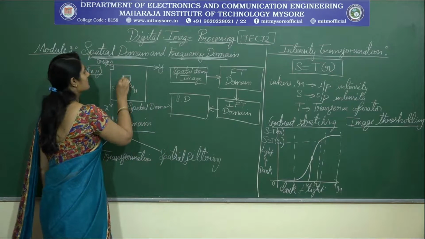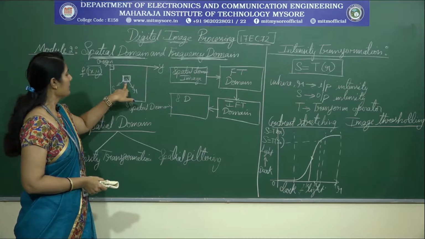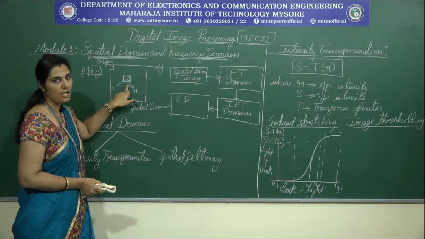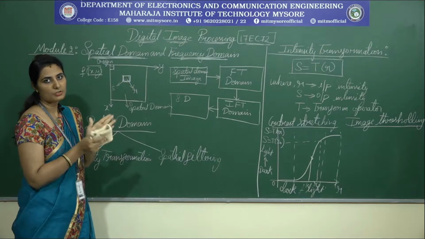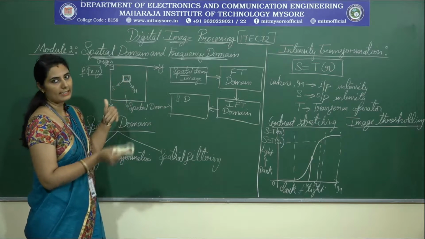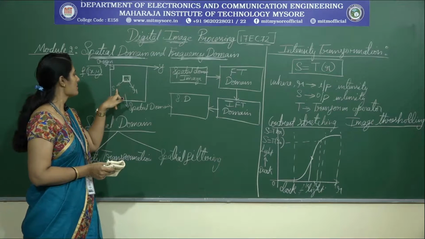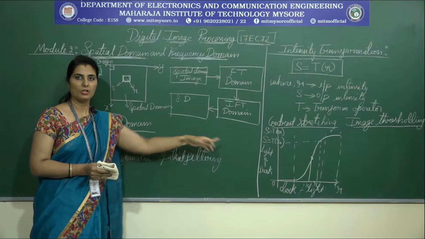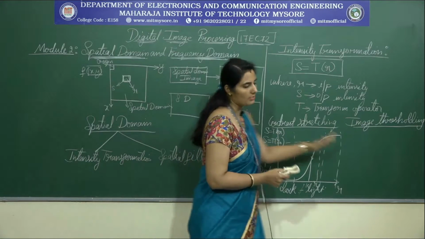So we know that intensity transformation is performed on every single pixel. If the intensity of R is less than K, then it is mapped towards a darker intensity value, and if R is greater than K, then it is mapped towards a brighter intensity value. So S depends on this transformation operator T. Okay. So next is image thresholding.